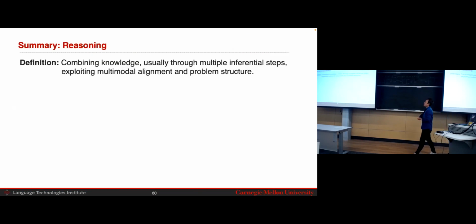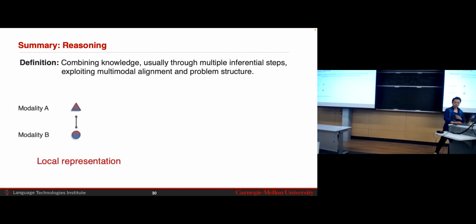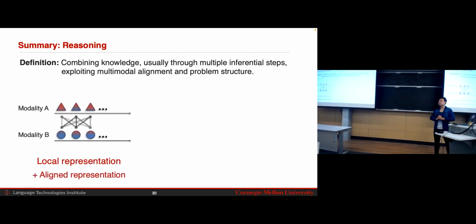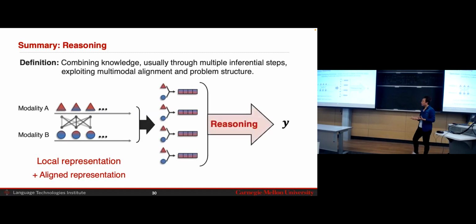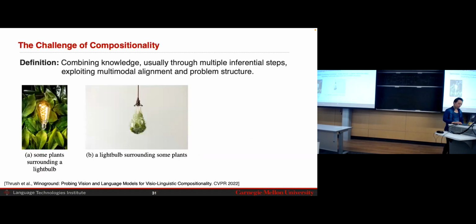So to summarize reasoning before we go to generation, we've seen local representations taking individual elements across both modalities and learning a representation across them. We've seen alignment that takes into account multiple elements across multiple modalities, and all of the connections between all elements across all modalities. Given all this information, reasoning is all about combining it in the right way, in a principled and robust way, to best learn your prediction. And we saw some amazing motivating examples of reasoning from the Winoground dataset.